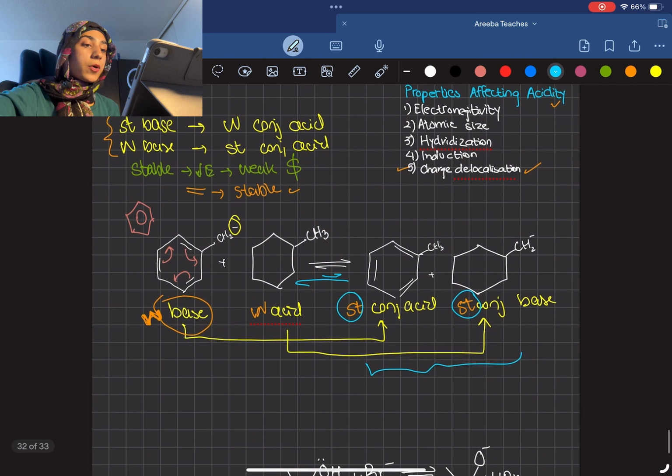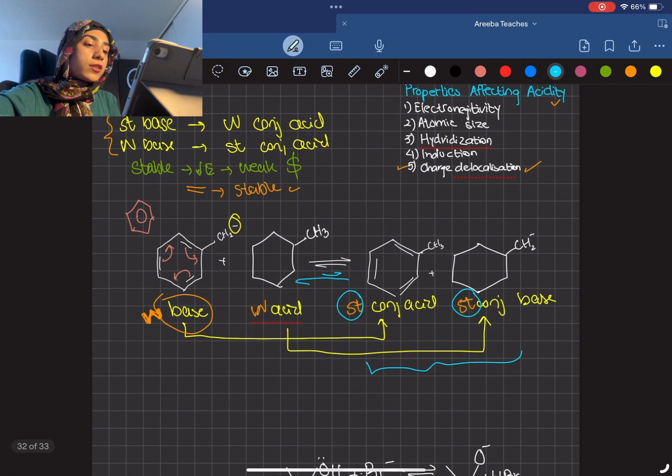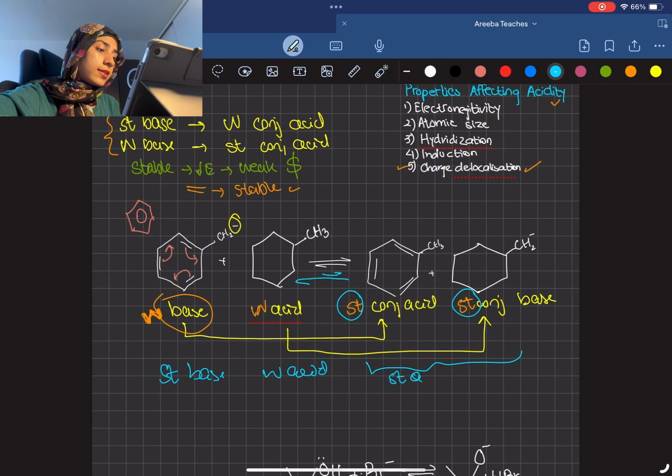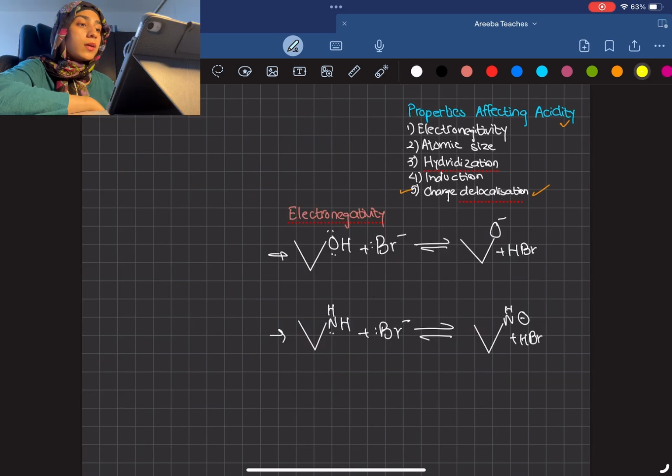However, there could be a possibility, let's say that this was a strong base, this was a weak acid, this was a strong conjugate acid, right? And this was a weak conjugate base. Let's say this was the case. So you have one element that is strong, one element that is weak. So over here you have an equilibrium. So your arrows are going to be of the same proportion, just like this. You're not going to make one arrow longer than the other one. That's it. Now we'll start with the first property affecting the acidity, which is the electronegativity.